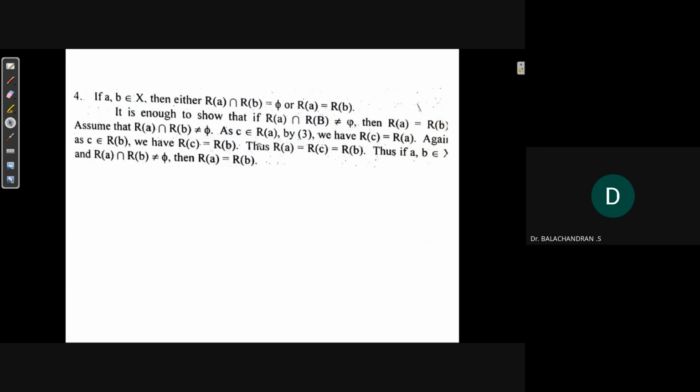Now combine these two: R of C equals R of A and R of C equals R of B. The left hand side is the same, so the right hand side is the same. So R of A equals R of B, which is what I wanted to prove. Because either this is true or this is true, I am assuming the first one is not true, so automatically I need to prove the second one is true. So I proved it. Okay, that's all.